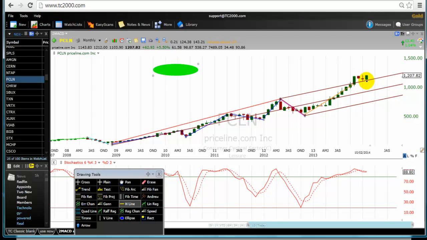So now you break above it like this and retest it and find support. How do we manage that? We will draw a channel, which I'm going to show you now.